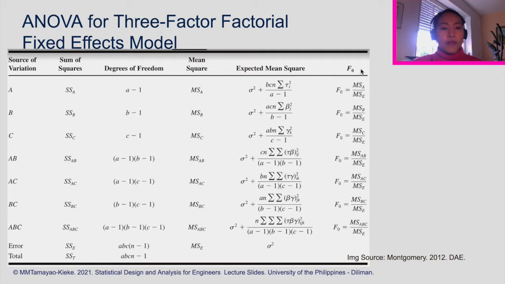And of course, you have your F naught, which is computed as the mean square of the factor you are interested in divided by the mean square of the error. And if this is large, as you know, then it signifies that the source of variation is significant.